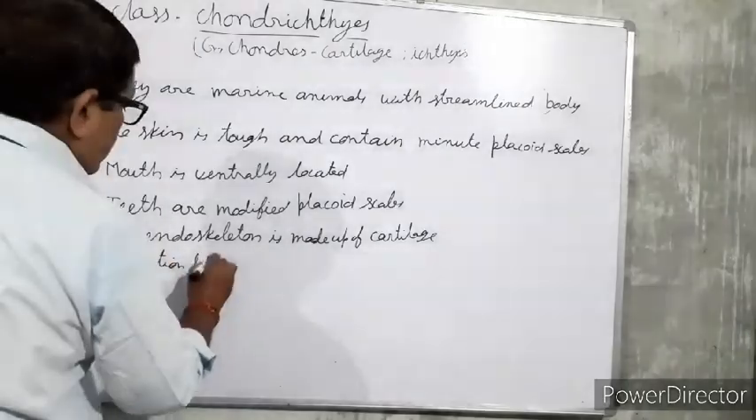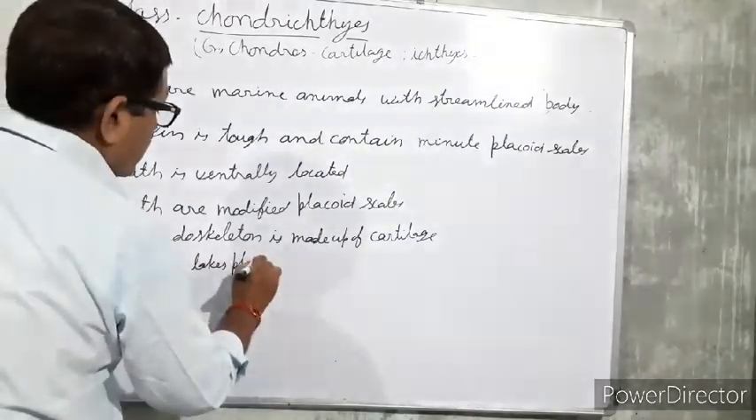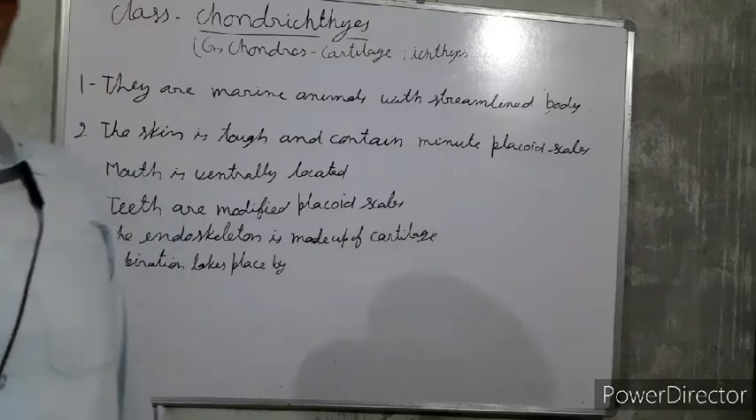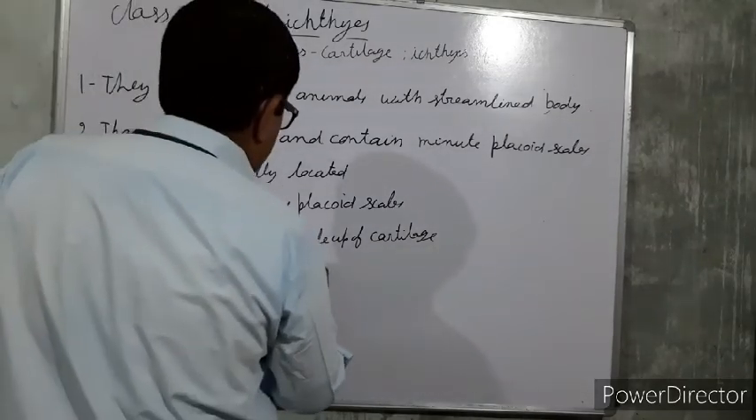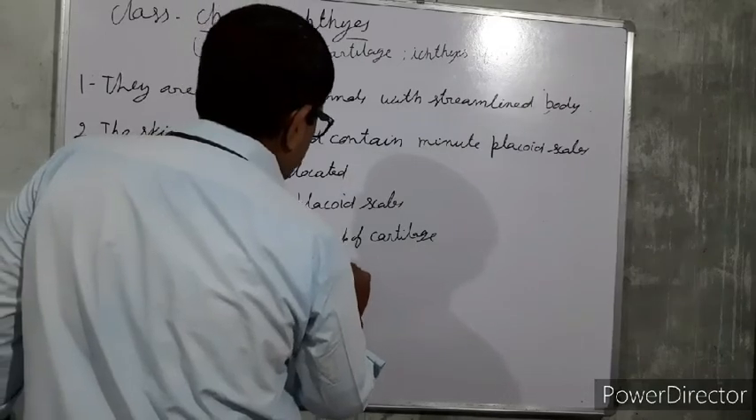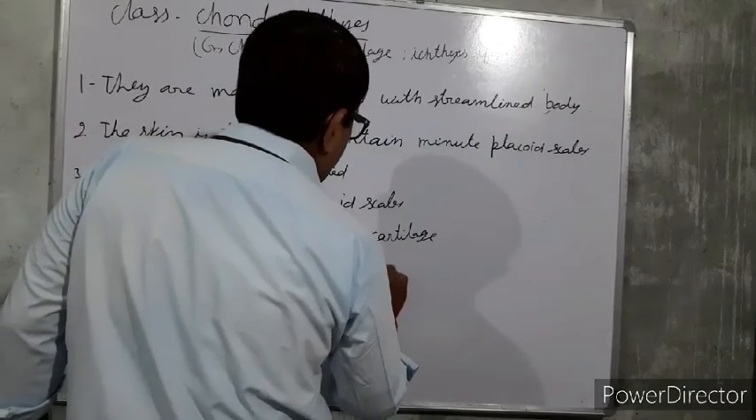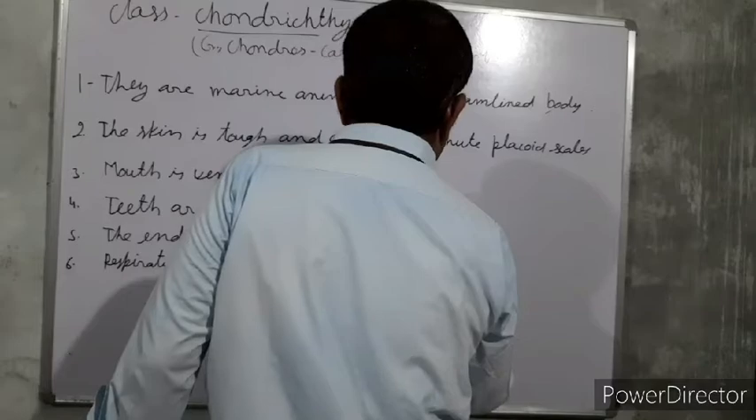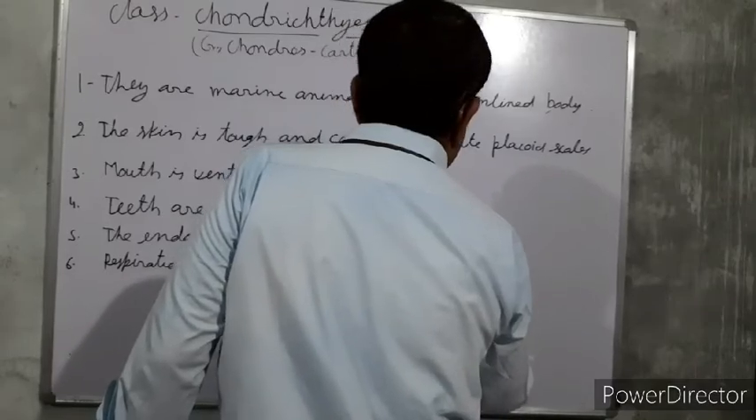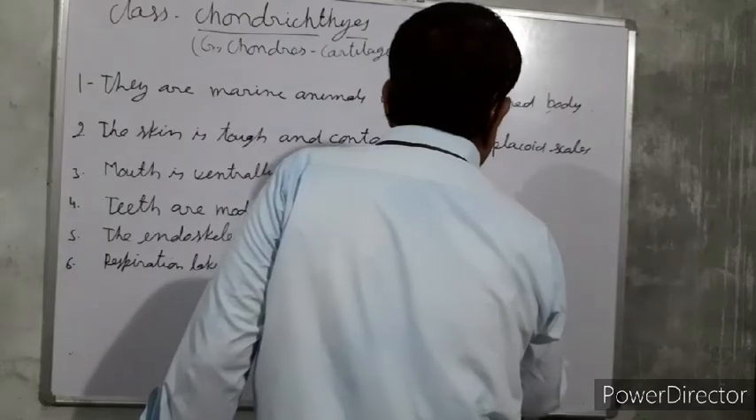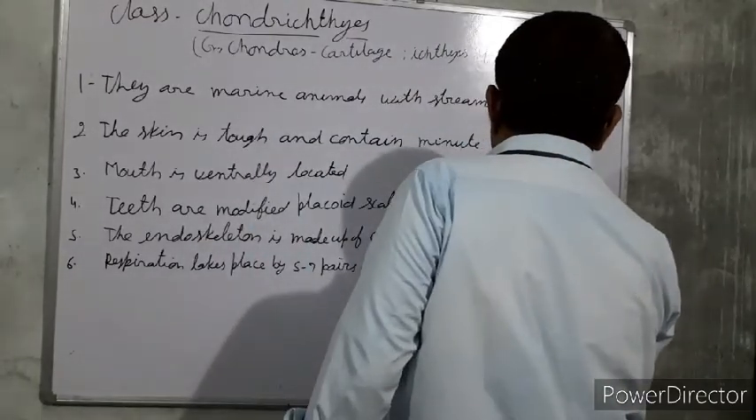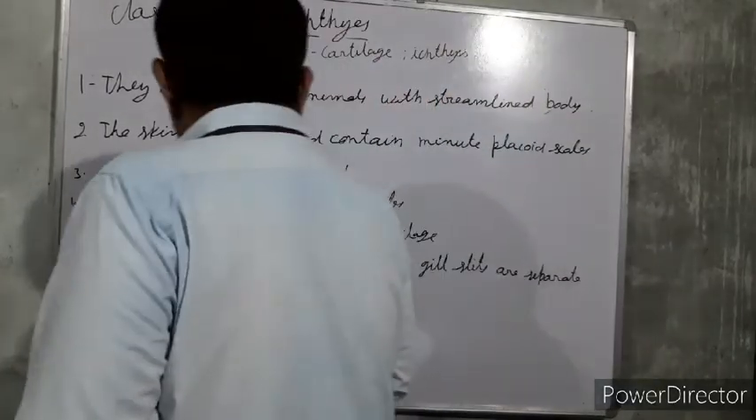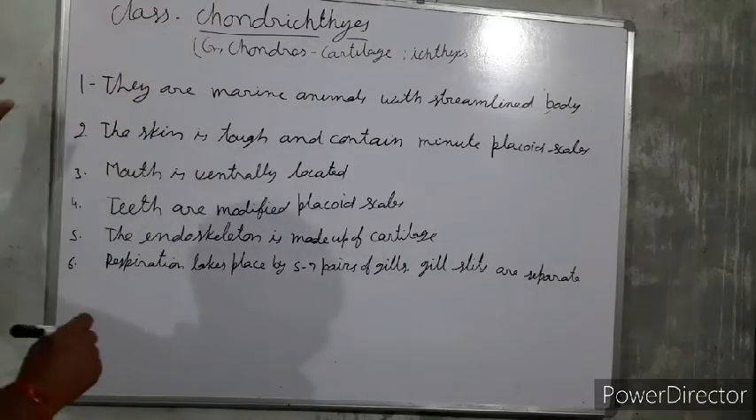respiration takes place by 5 to 7 pairs of gills. Gill slits are separate.